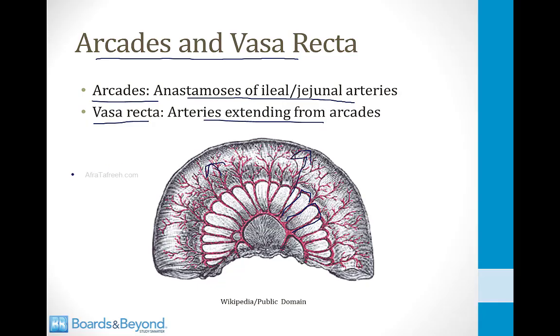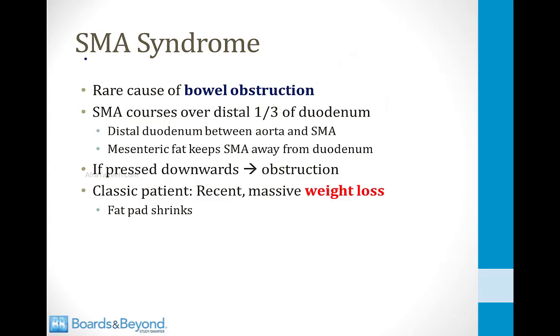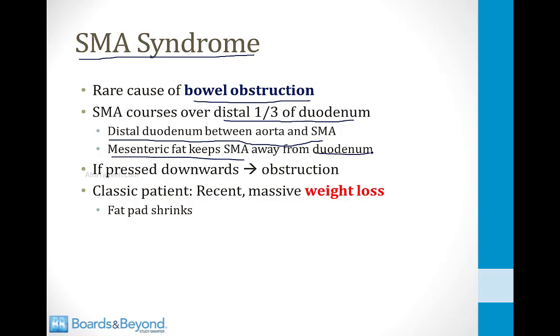An important clinical tie-in of the superior mesenteric artery is a rare phenomenon called the SMA syndrome. This is a very rare cause of bowel obstruction. As we saw 2 slides ago, the SMA courses over the distal third of the duodenum. The distal duodenum is stuck between the aorta and the SMA, but there is mesenteric fat that keeps the superior mesenteric artery away from the duodenum. If for some reason the SMA presses downward, it can compress the duodenum and cause obstruction.